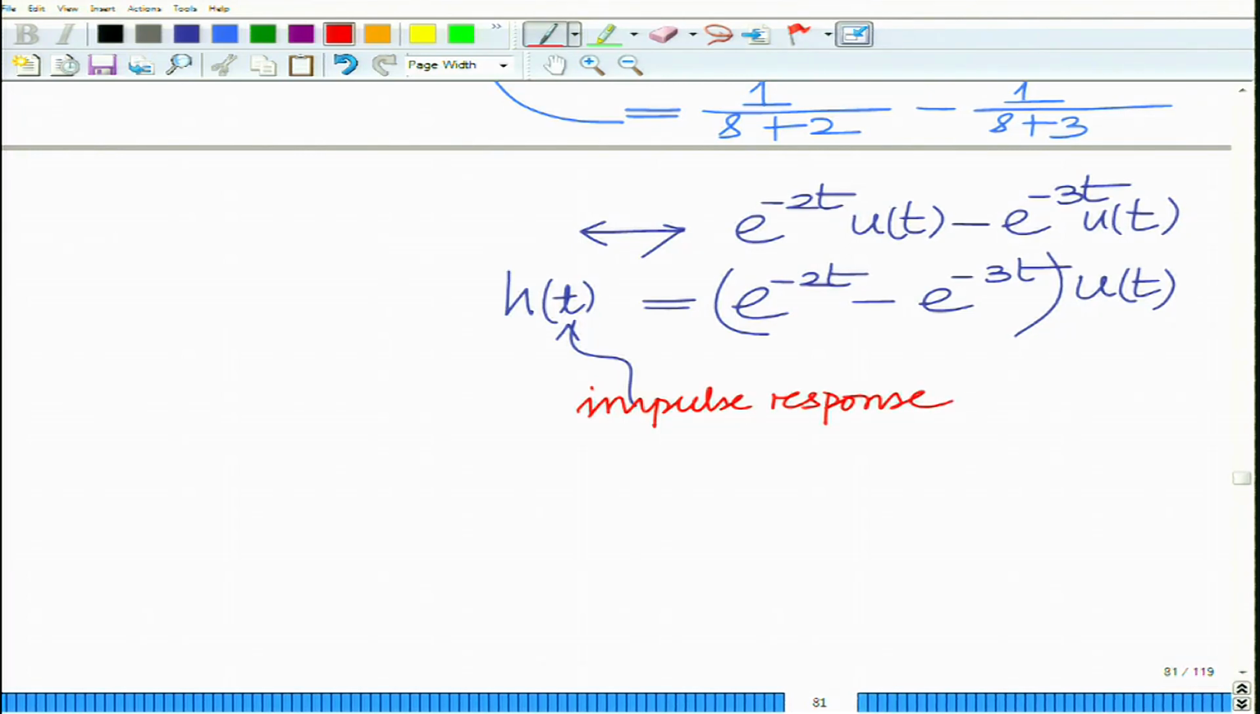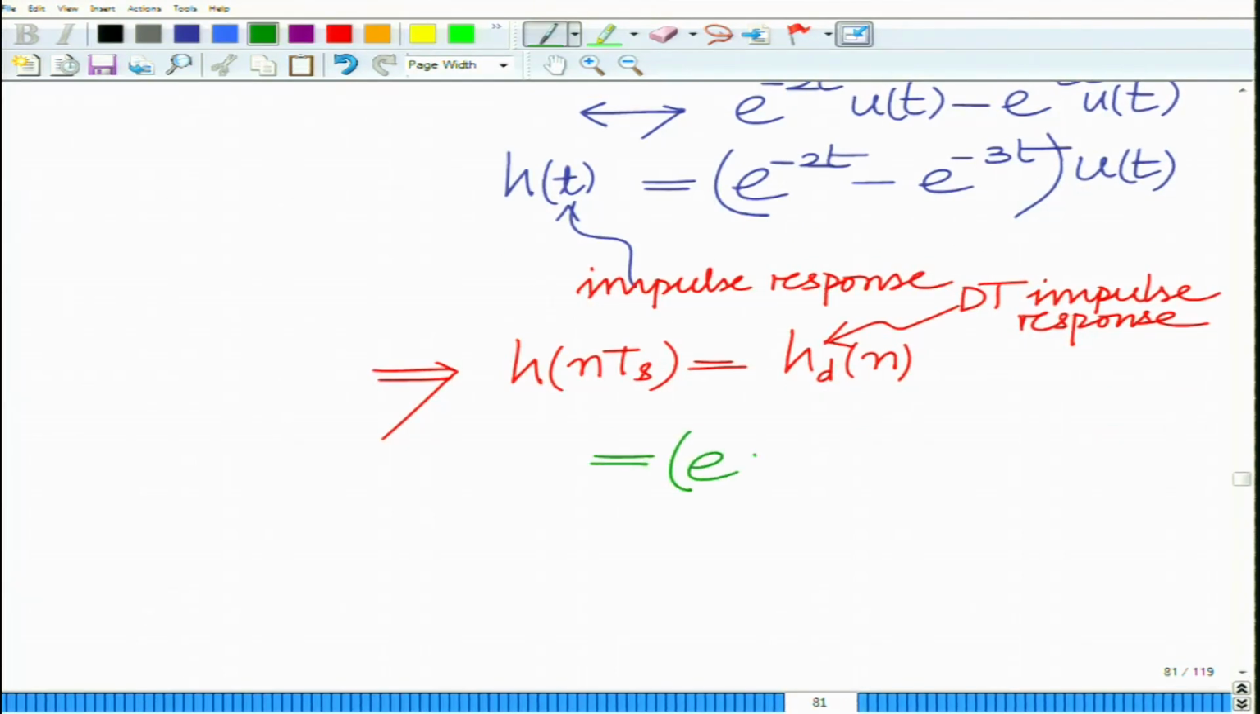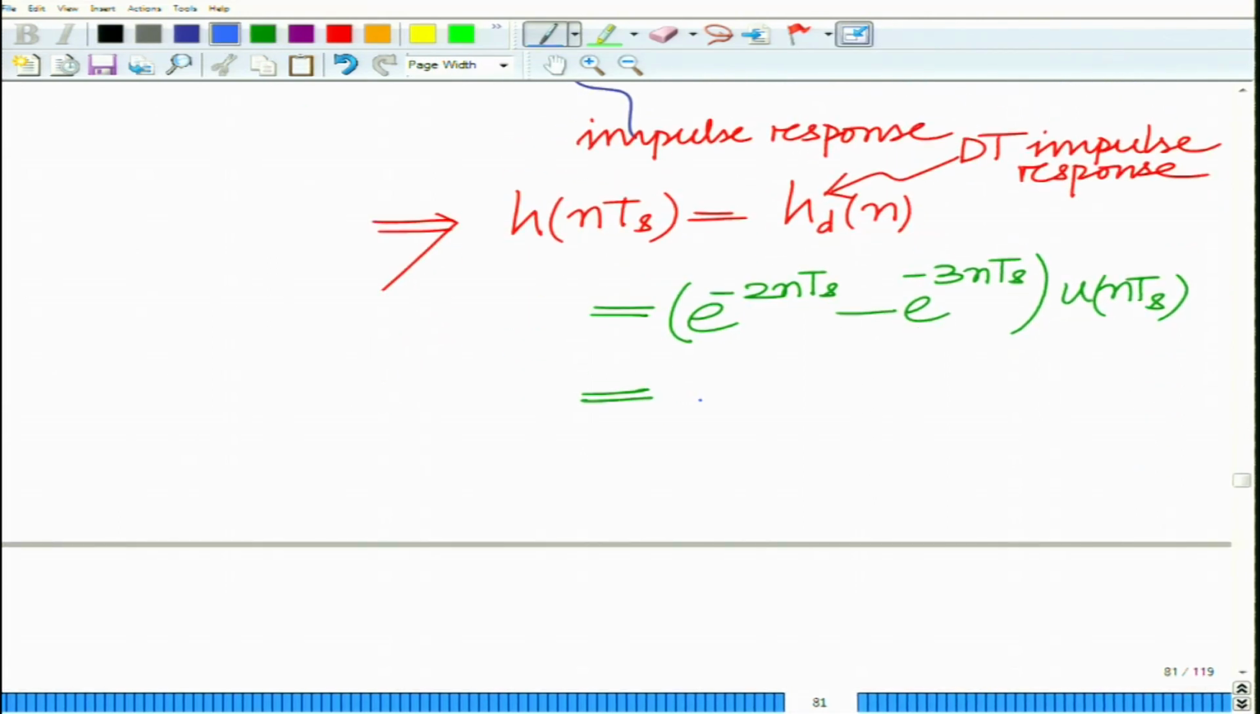Okay. And that is basically your h(t), the impulse response. Which implies if you sample this at Ts, that is, at n times Ts, that is your nth sample of the discrete time impulse response, that will be equal to e raised to minus 2 n Ts minus e raised to minus 3 n Ts, times u(n Ts), which is basically u(n). So this is e raised to minus 2 n Ts u(n) minus e raised to minus 3 n Ts u(n).